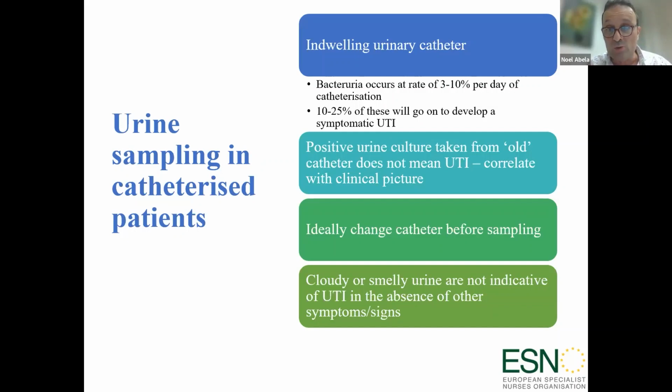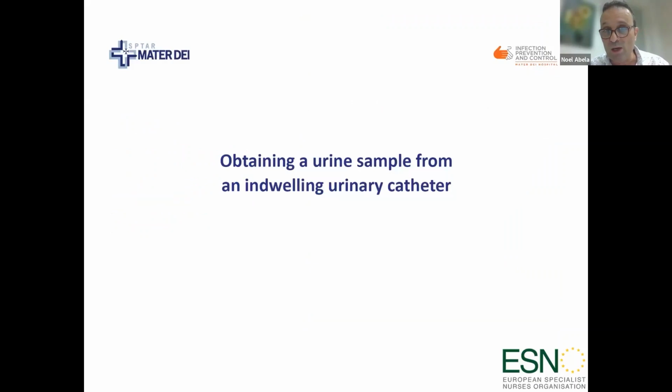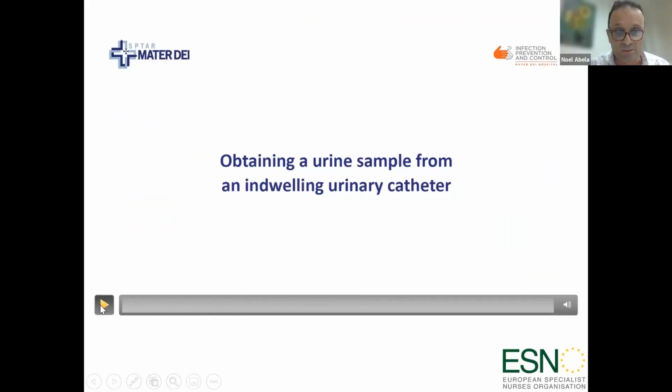Very important to note that a positive urine culture taken from an old catheter does not mean UTI. We have to correlate with the clinical picture, mainly with the signs and symptoms. As I said, ideally change the catheter before sampling. And although the urine may be cloudy or smelly, this is not indicative of UTI in the absence of other symptoms and signs. Now, this is a video showing how to obtain a urine sample from an indwelling urine catheter.